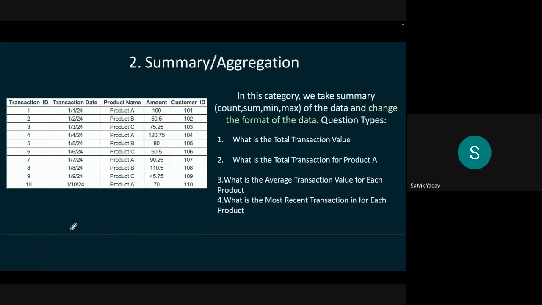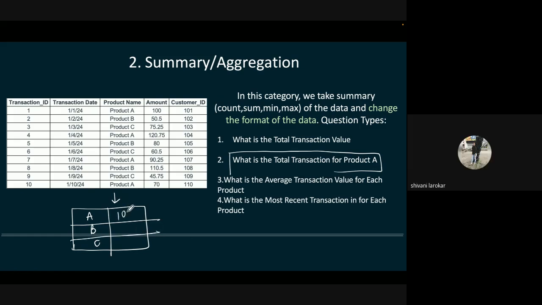And what is a summary aggregation? Suppose I say, what is the total transaction value for product A, or give me the total transaction value across each product. Here you are actually creating a new data where you have A, B, C, three product types, and then the sum of each, for example the amount. If you see here, the primary key becomes this. Here, this was your primary key. So in these questions, your primary key changes.